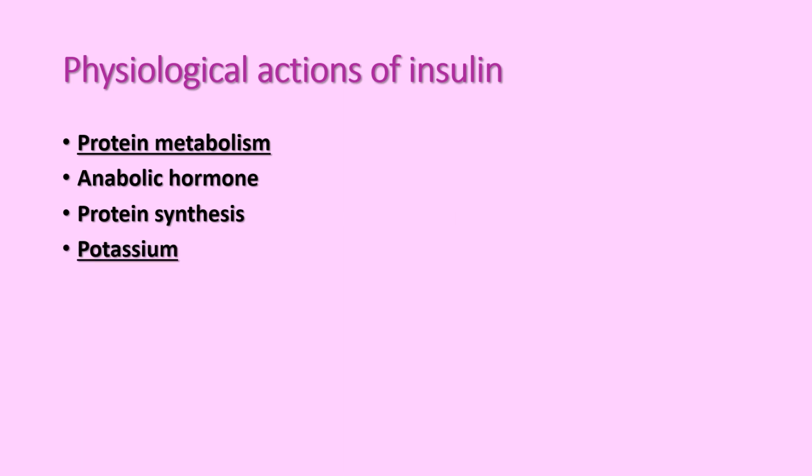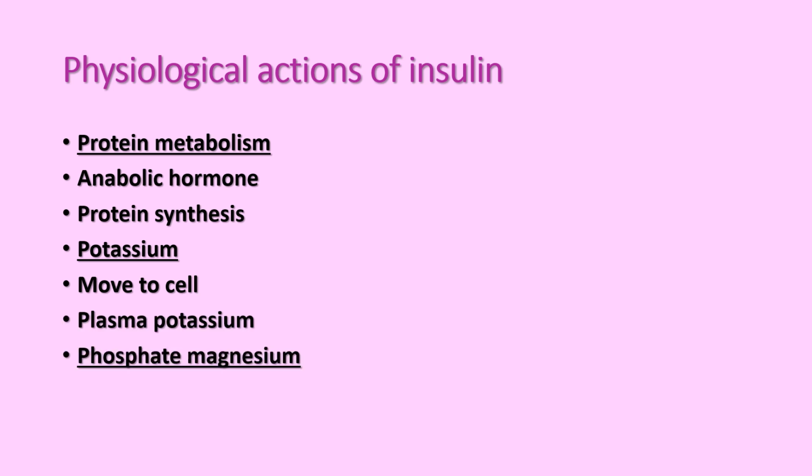The plasma potassium concentration is regulated by insulin. Insulin facilitates the movement of potassium from the plasma to the cell. So it regulates the plasma potassium level. So in hyperkalemia, we routinely give an insulin drip for the treatment of hyperkalemia.